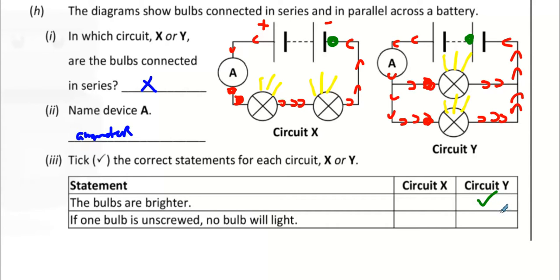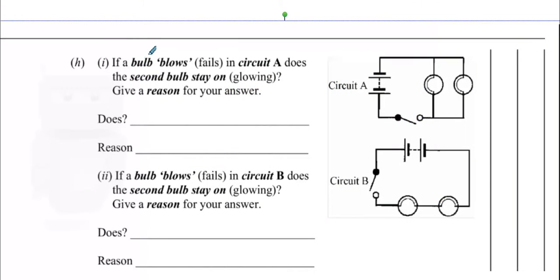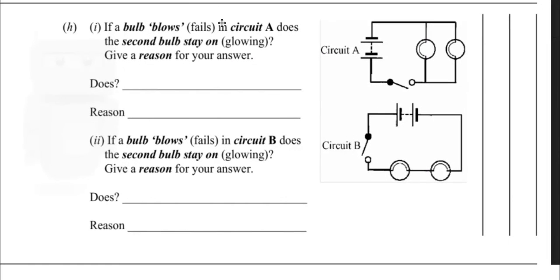And then, if one bulb is unscrewed, no bulb will light. That's true for circuit X. If we break the connection, that means it breaks the connection for the full circuit. Okay, next one. If a bulb fails in circuit A, does the second bulb stay on? Yes, it does, because it's a parallel circuit.